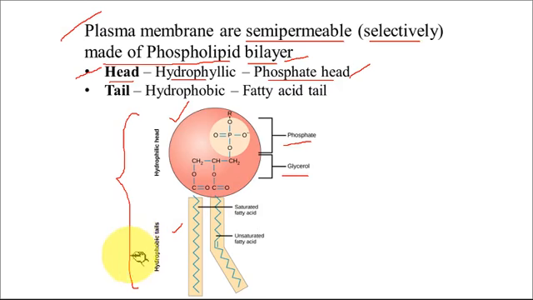And the tail region, you can say, is hydrophobic in nature, made up of fatty acids, that is the saturated and unsaturated. So the tails are generally hydrophobic, that is they repel the water. They are not attracting the water, they are just repelling the water. Whereas the hydrophilic nature is seen in the head region. So this is the basic structure of a phospholipid.